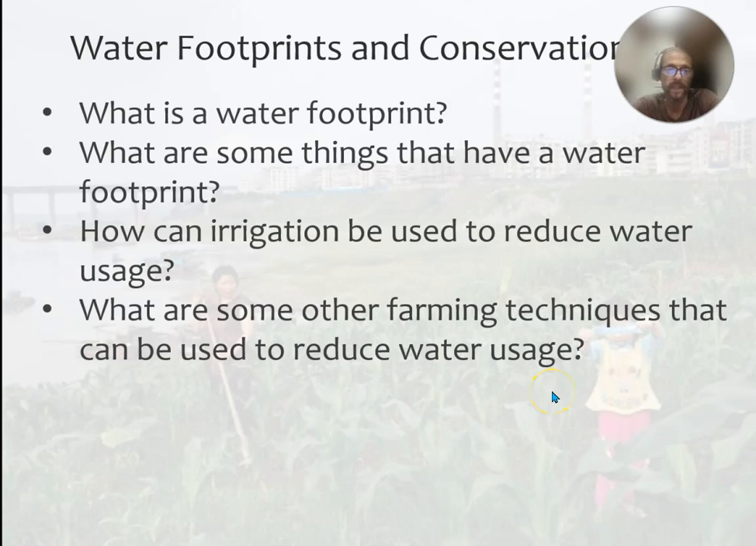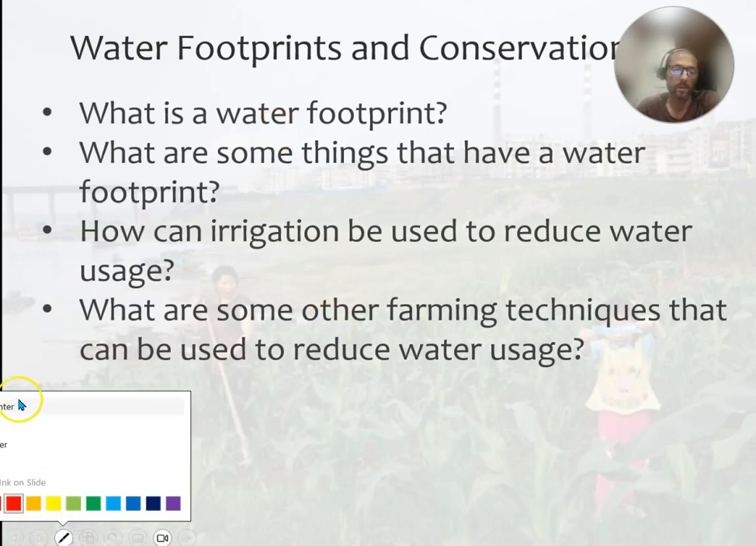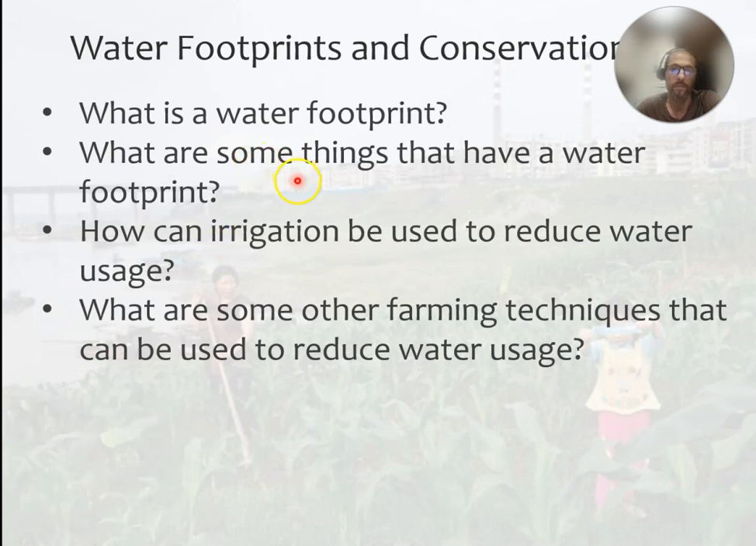Okay, so in this portion of the lesson, we're going to go over something called water footprints, or sometimes called hidden water, and water conservation. So we'll go over what a water footprint is. We will go over some examples of things that have water footprints and the importance of considering it. And then we'll get into some irrigation techniques and then some other types of farming techniques that can be used to reduce water usage.